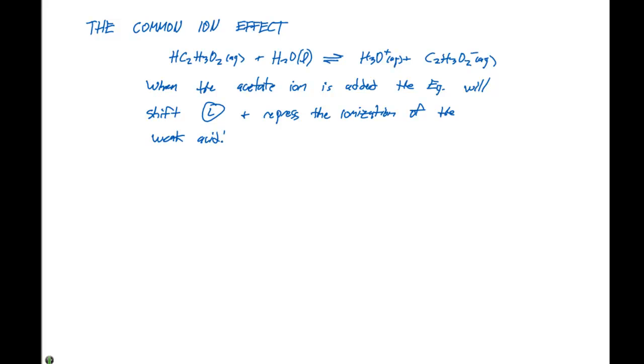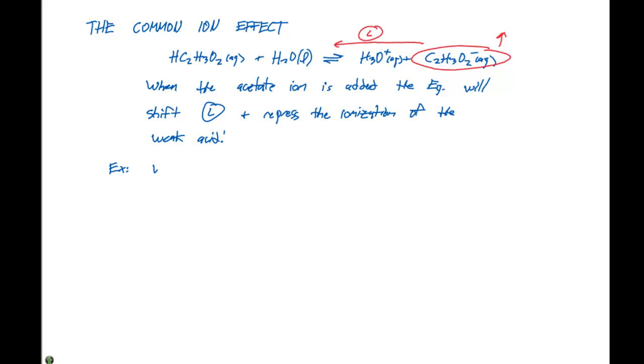So this is exactly what Le Chatelier says. If we're adding acetate ion, we are taking this ion and increasing its concentration. When we increase this concentration, the equilibrium shifts over to the left, and we're not going to ionize quite as fully here. This is known as the common ion effect, and we can look at an example based upon this.